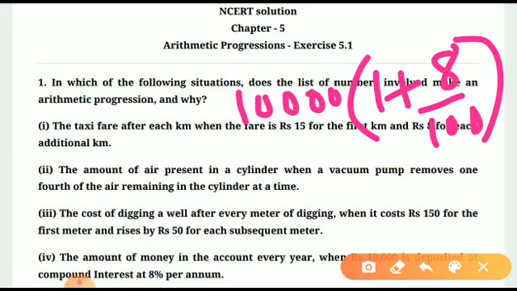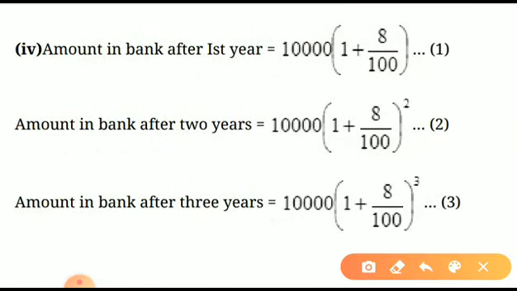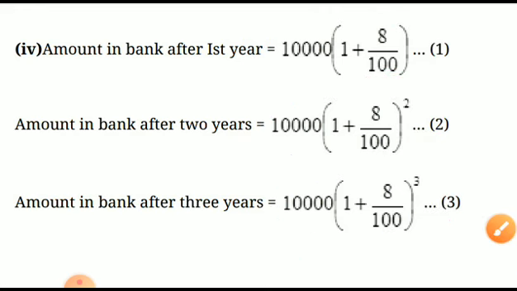So after 1 year, I'll be getting this amount. After 2 years, I will get 10,000 into 1 plus 8 by 100 bracket square. And after 3 years, again 10,000 into 1 plus 8 by 100 bracket cube. So these are the amounts that I'm going to get after each year. This is my first term, second term and third term. So we have to check whether it is in AP or not.